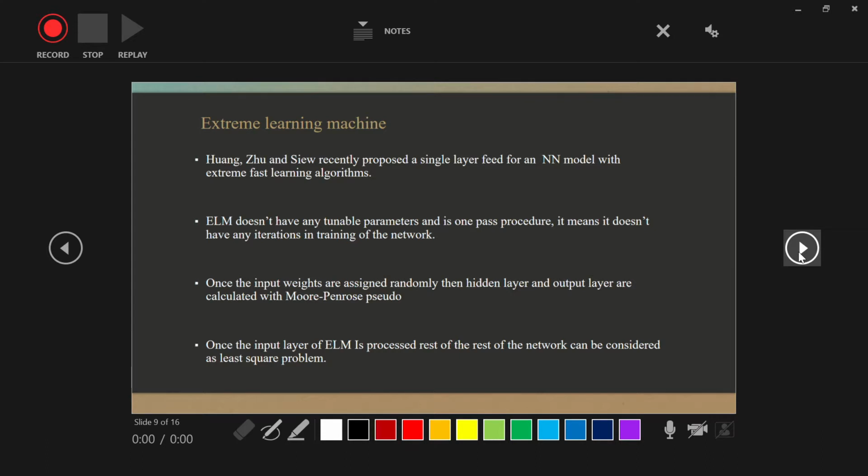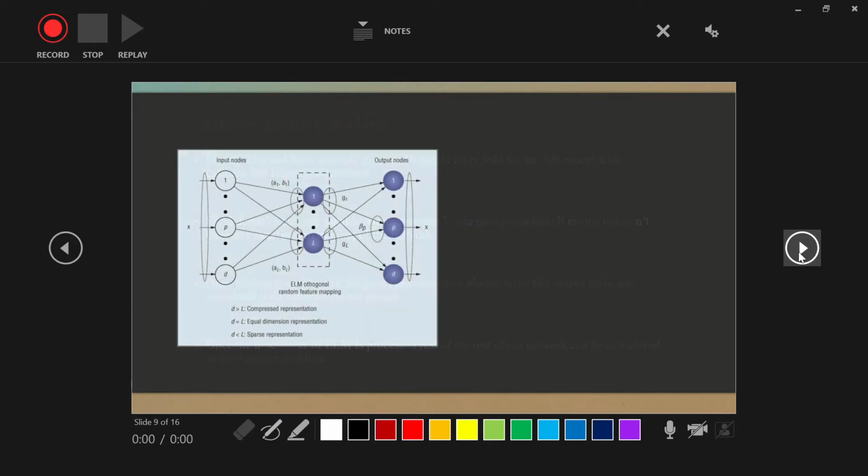The extreme learning machine is nothing but a single layer feedforward neural network which was developed by Huang, Zhu and Xu. Here, once the input data are assigned randomly, the hidden layer and output layers are calculated with an inverse matrix. The hidden layers and output layers are considered as a least squares model, which is very helpful in deriving the GPAs of the students.